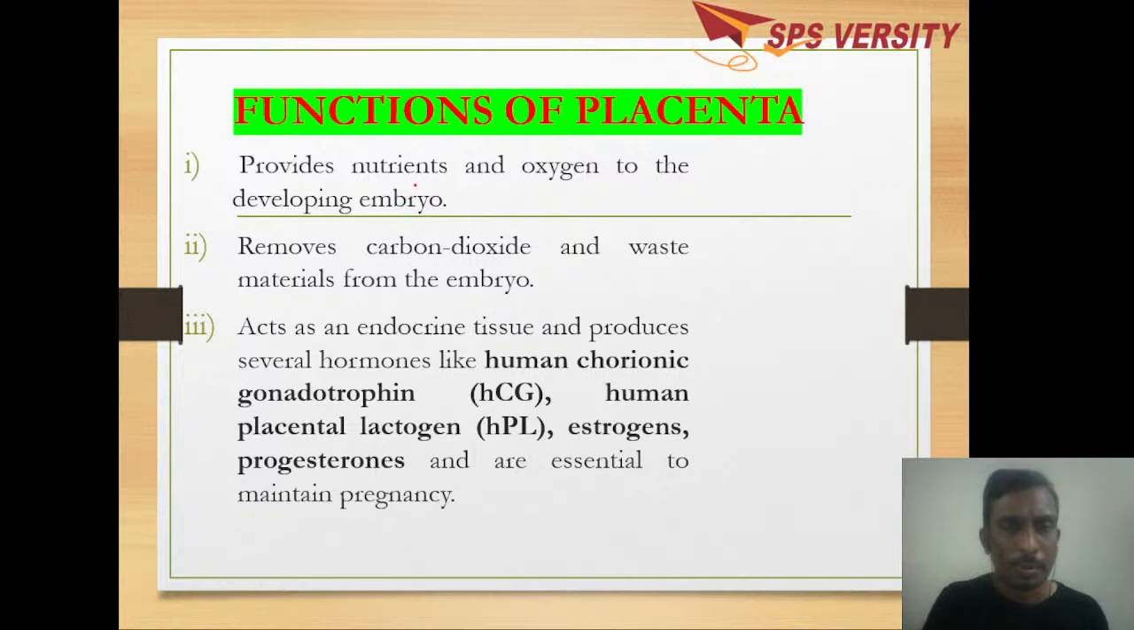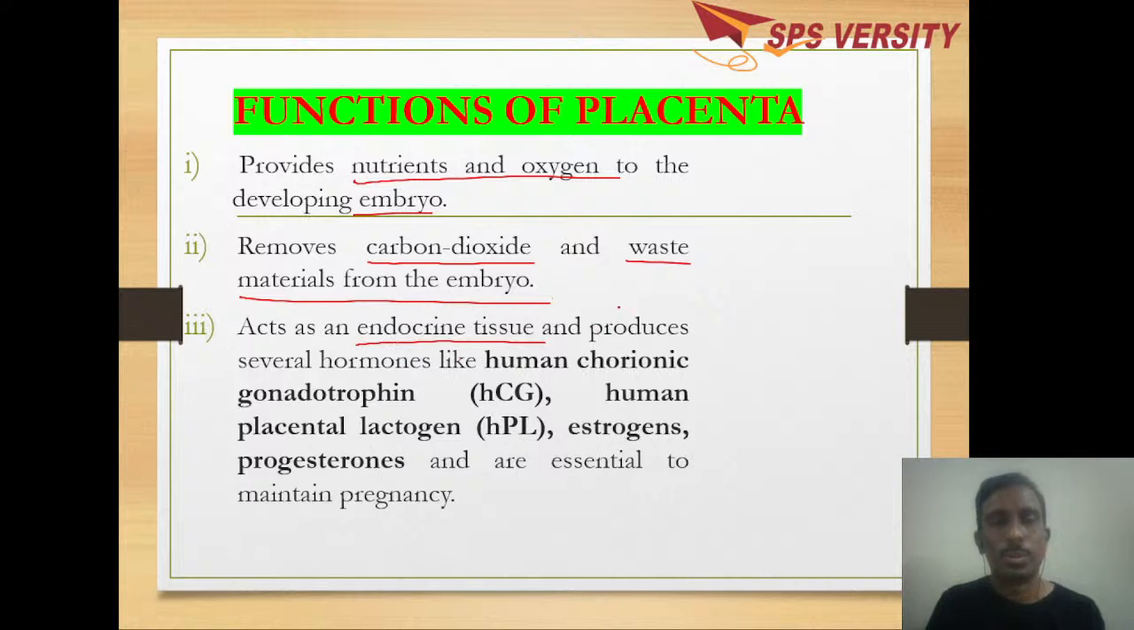That is, it provides nutrients and oxygen to the embryo, and removes carbon dioxide and waste material from the embryo. And not only these functions, it will act like endocrine tissue, which will produce many hormones. So during pregnancy, human chorionic gonadotropin, human placental lactogen, as well as estrogen and progesterone are secreted, which are important for maintaining pregnancy. And even during pregnancy, the thyroid gland and other hormone levels will also rise.